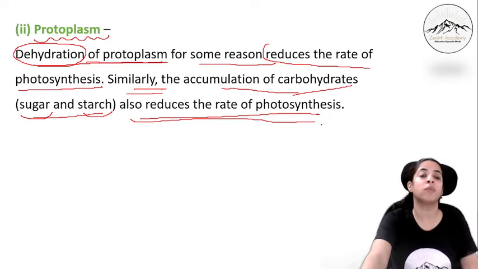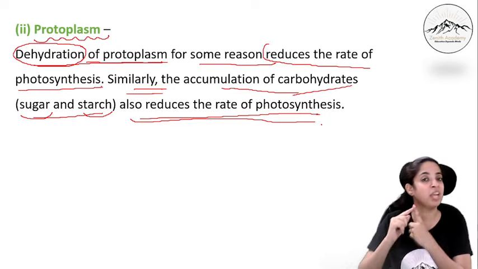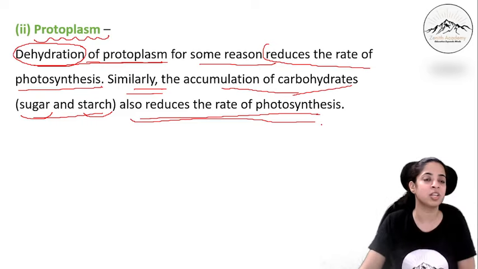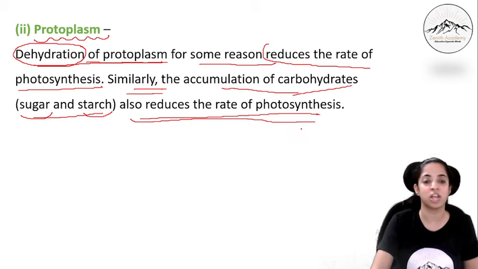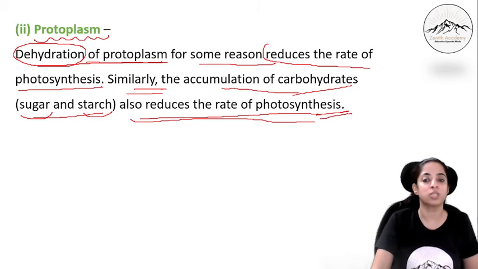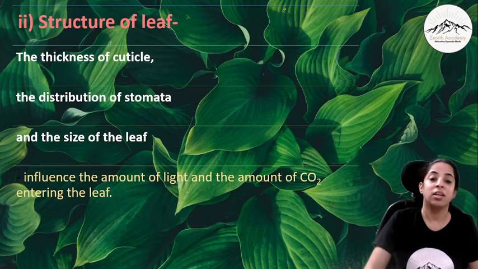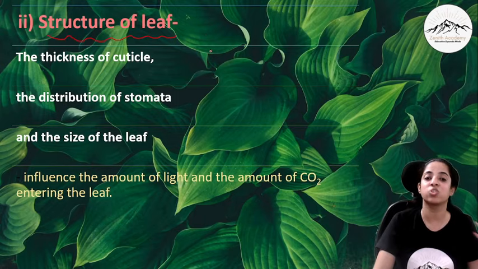In protoplasm, you have to remember two things. First is dehydration of the protoplasm, it reduces the rate. Second is accumulation of carbohydrates, that is sugar or starch, reduces the rate of photosynthesis. Next internal factor is structure of the leaf itself, कि leaf का कैसा structure है.